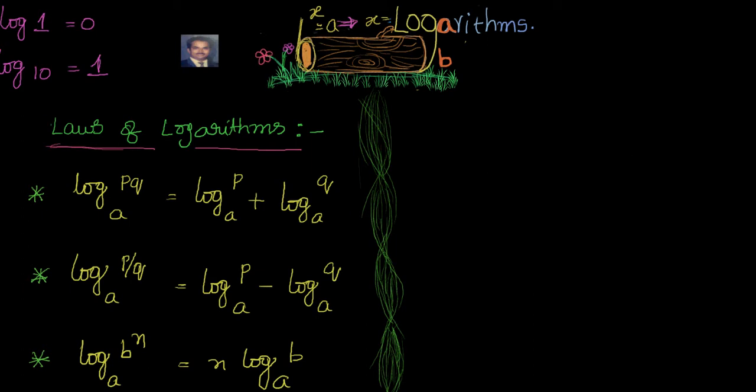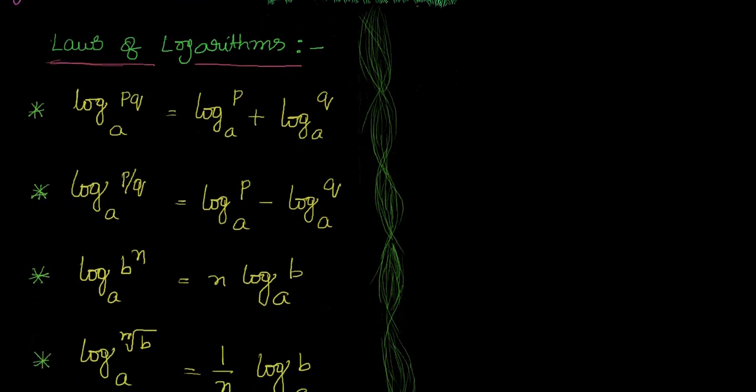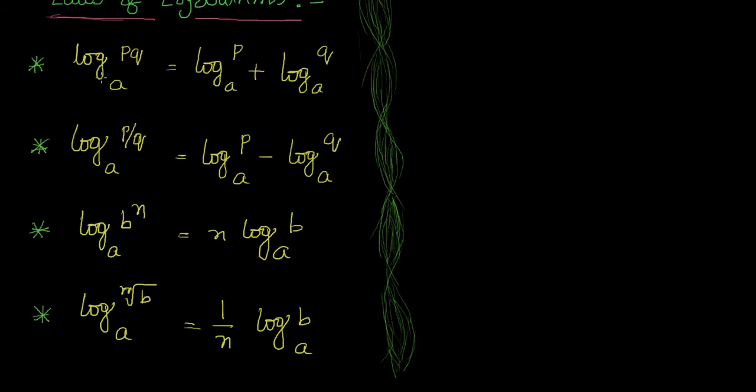So if you look at the laws here on the left side, you can see very clearly what we are doing. If we apply logarithm on the product of two numbers, it becomes the addition of individual logarithms. Similarly, if you divide two numbers and apply logarithm on it, then it becomes subtraction. This is what enabled us to simplify complex multiplications and divisions into additions and subtractions, simple ones.